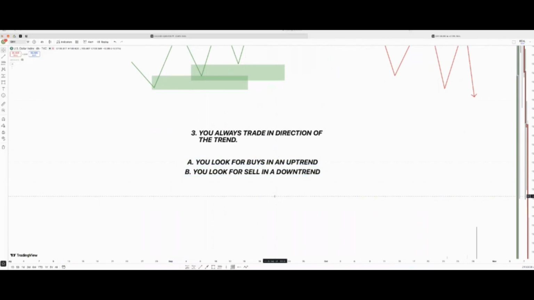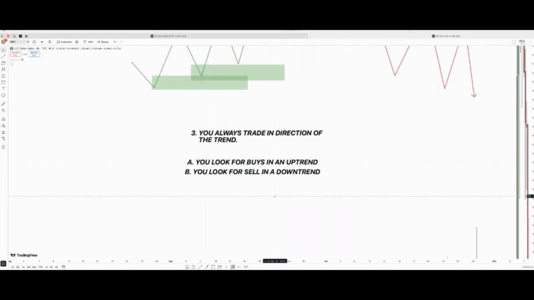Now, after you identify the trend, secondly, you mark out your key areas, which is your support and resistance zones. Next, you trade in direction of the trend. You have it at the back of your mind that you want to only trade in direction of the trend. So if the trend is bullish, you have no business marking out your resistance areas.